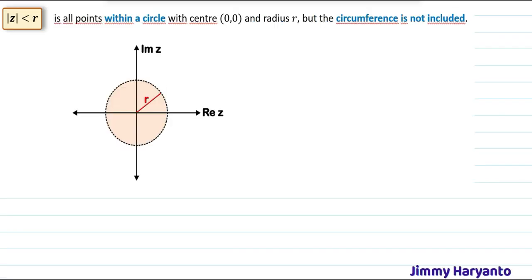And then next is modulus z less than r. It means all points within a circle with center 0, 0 and radius r, but the circumference is not included. So this locus is represented by a circle with a dotted line at the circumference, and then you have to shade the inside of the circle.